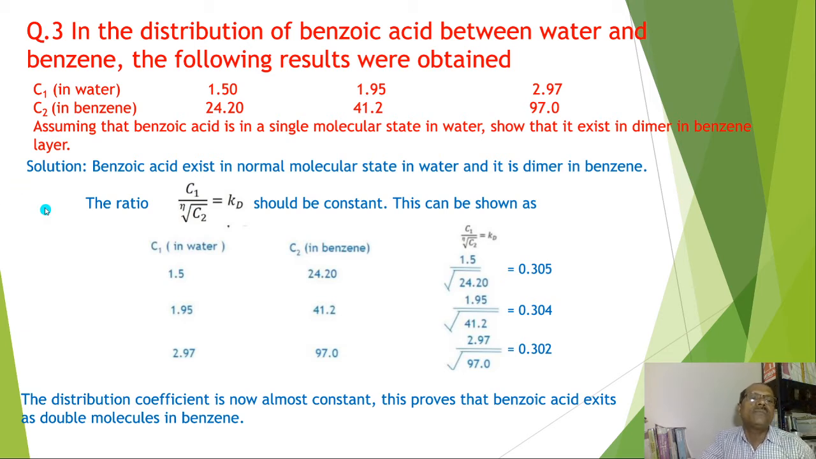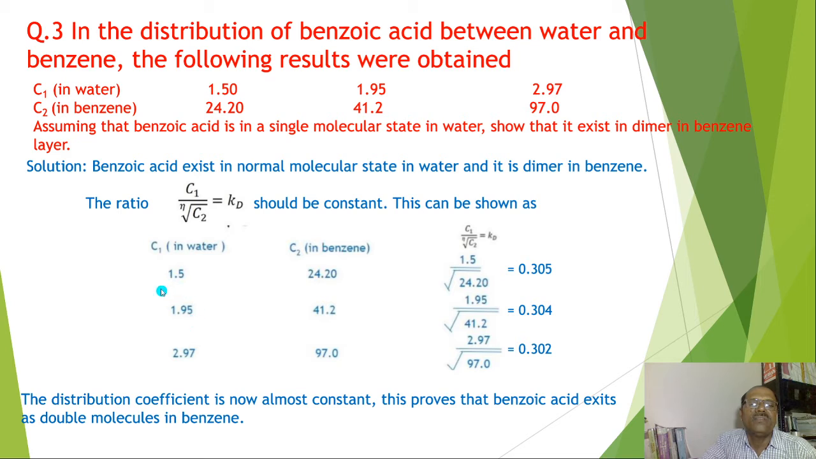For that purpose, solution: benzoic acid exists in a normal molecular state in water and as a dimer in benzene. So the ratio C1 upon nth root of C2 is equal to Kd, which should be constant. This can be shown as C1 in water, C2 is the value in benzene, and this is the formula with which we have to find the constant. In the first case, whenever the value of C1 is 1.5, the value of C2 is 24.20. By putting these values in the given formula, we get the result 0.305.